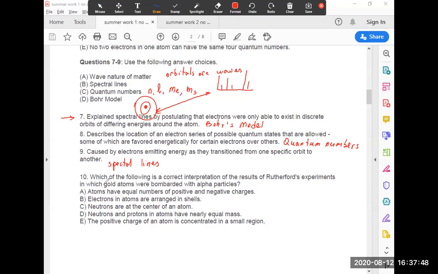Okay, and then 10: which of the following is a correct interpretation of the results of Rutherford's experiment? Well, he actually discovered the nucleus, so the same number of... no. The electron atoms are arranged in shells, no. Neutrons, he doesn't even know what neutrons are. Positive charges are concentrated in a small region called the nucleus. So that's a yes. So this is your answer.